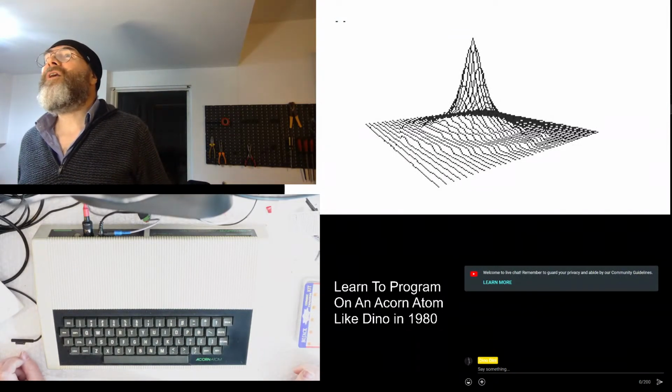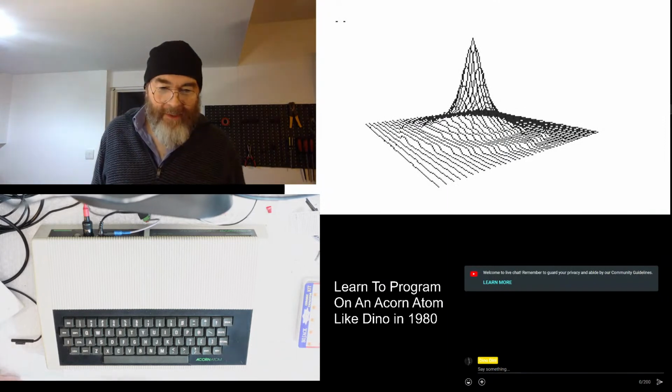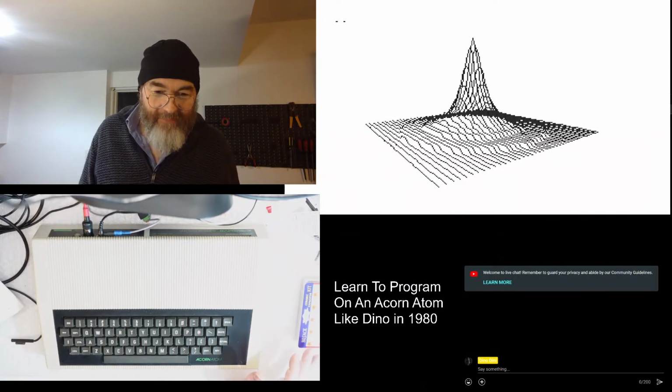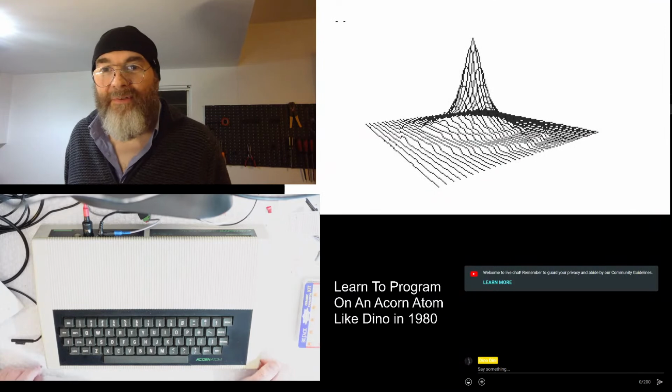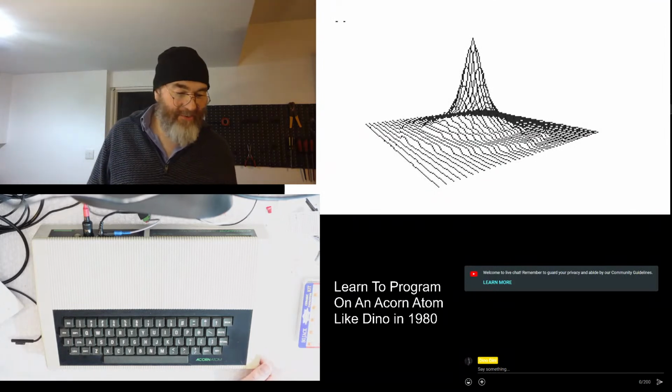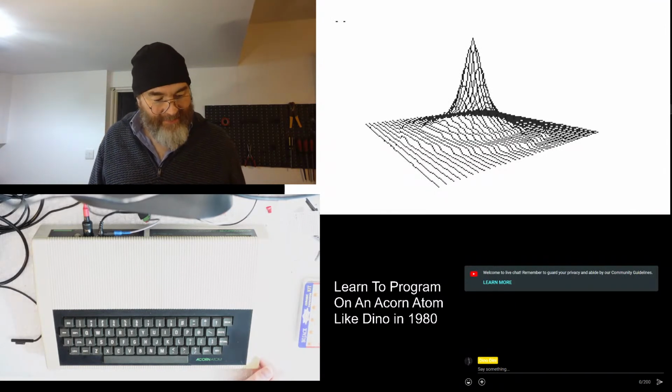The battery is low. There we have it. We have a graph on the Acorn Atom. Wow. I remember typing that in 43 years ago.